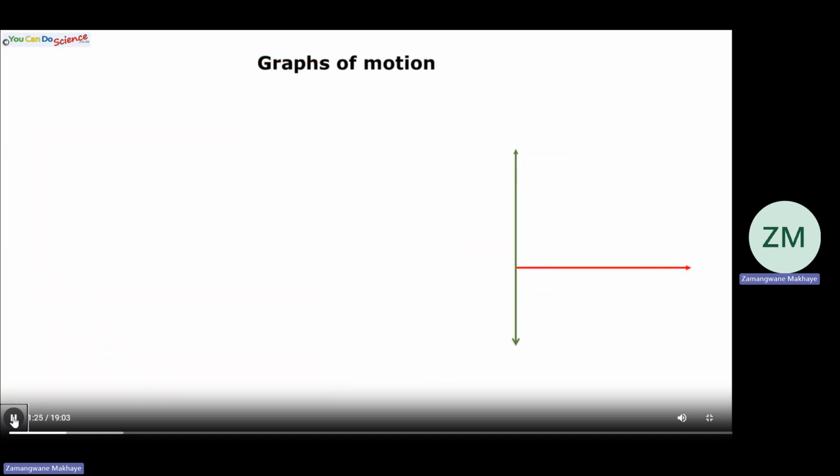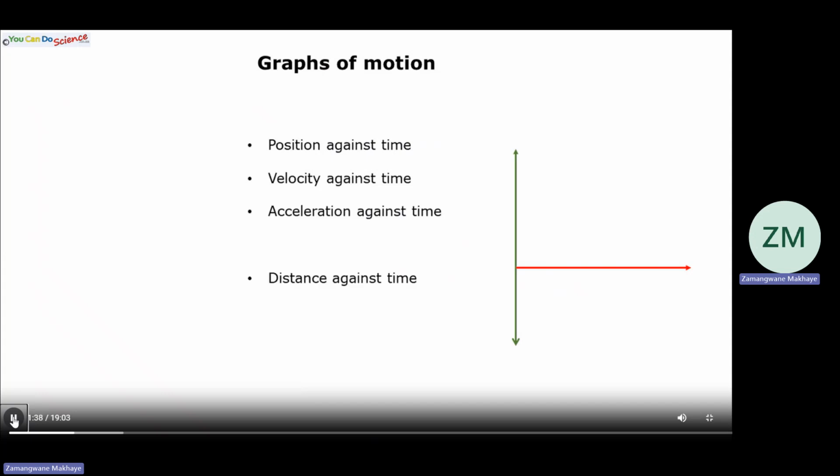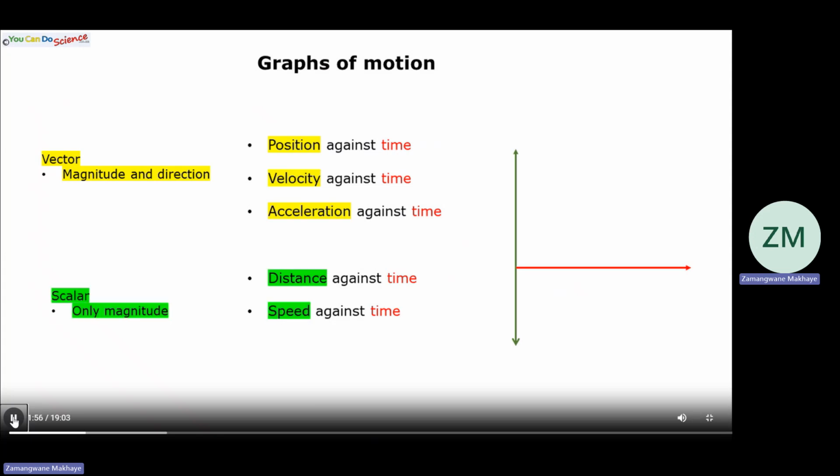For any motion, you must be able to draw the following graphs: position against time, velocity against time, acceleration against time, distance against time, speed against time. Position, velocity, and acceleration are vectors, and direction must be taken into consideration when the graphs are drawn. Both distance and speed are scalar quantities, and the direction of the motion plays no role.